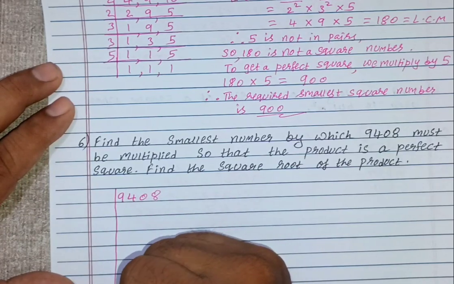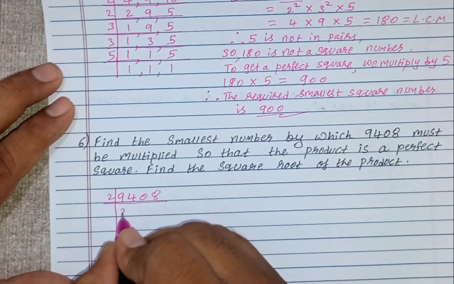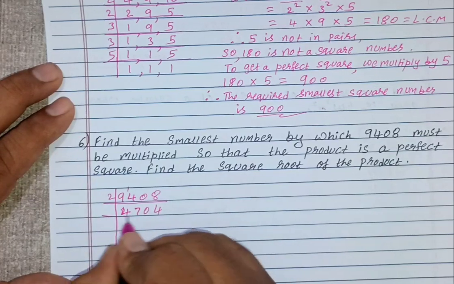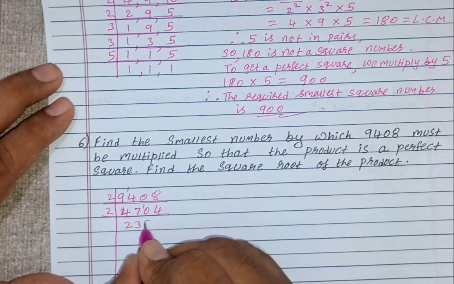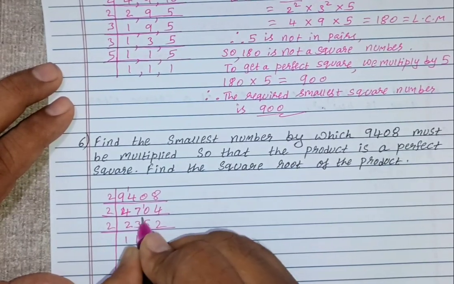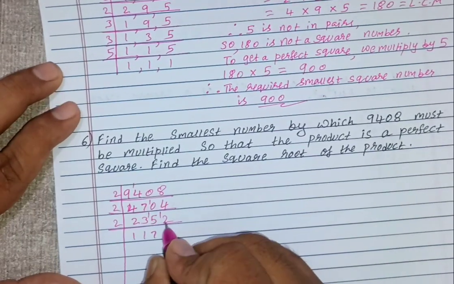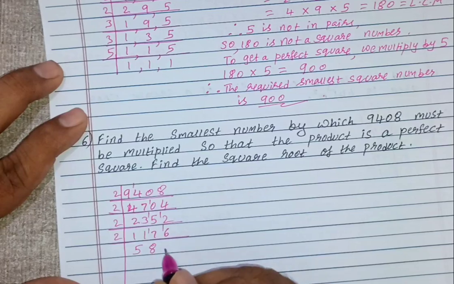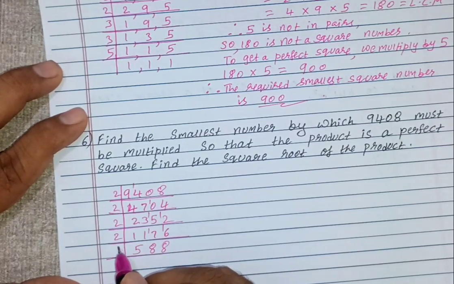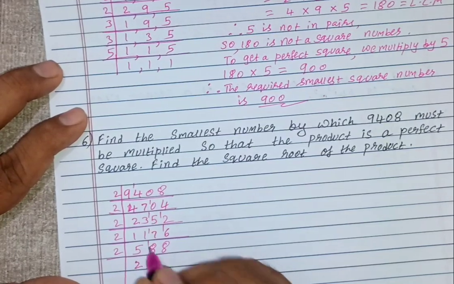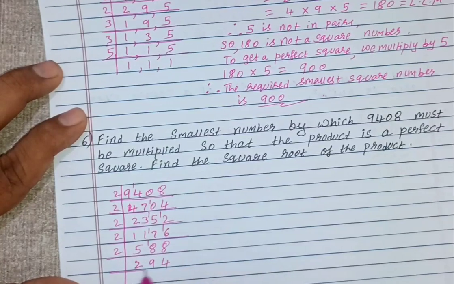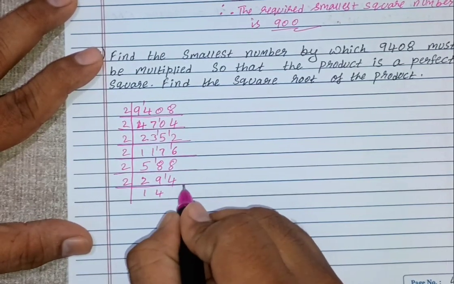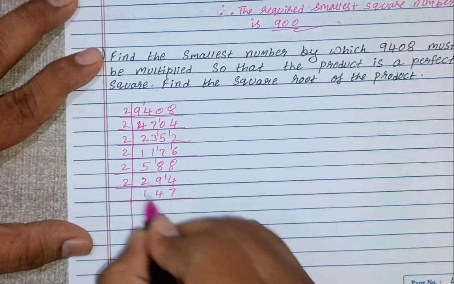We divide by 2: 9408 divided by 2 is 4704. Again by 2, 2352. Again by 2, 1176. Again by 2, 588. Again by 2, 294. Again by 2, it becomes 147.